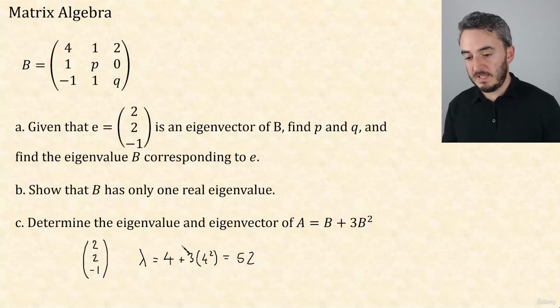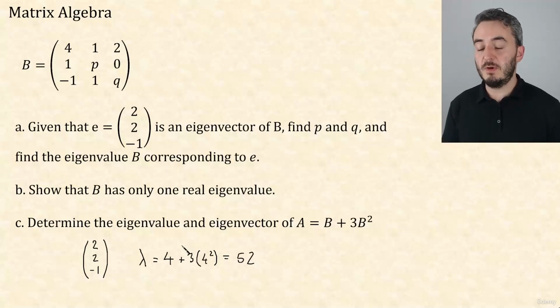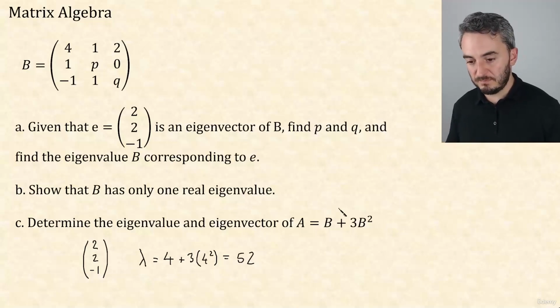So it's relatively easy, once you know the eigenvalues and eigenvectors of a matrix, to find new eigenvalues in the same eigenvector of any combination of them, like this.